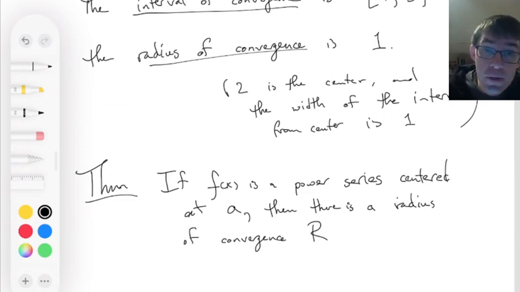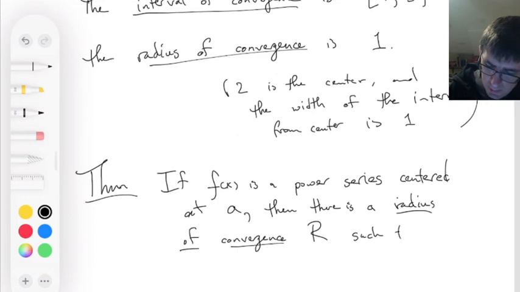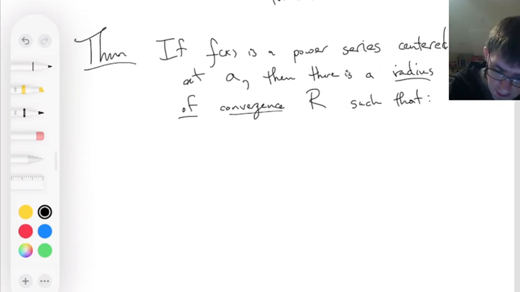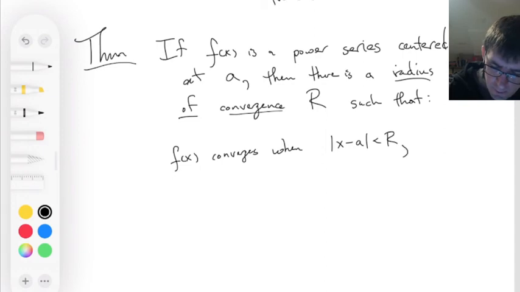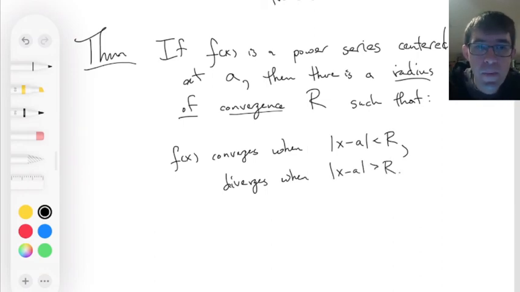This radius of convergence is very closely related to the L from the ratio test, as we'll see when we do more examples. The radius of convergence, R, such that, what's the important property of the radius of convergence? It is that f of x converges when |x minus a| is less than the radius of convergence, and diverges when |x minus a| is greater than the radius of convergence. All right. So when x is within this radius of the number a, it converges, and when x is further than that radius, then it diverges. This is called the radius of convergence, and it is a fact. So this theorem is just saying that every power series has a specific radius of convergence.